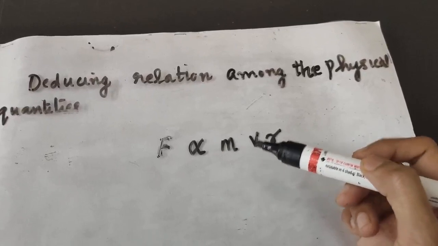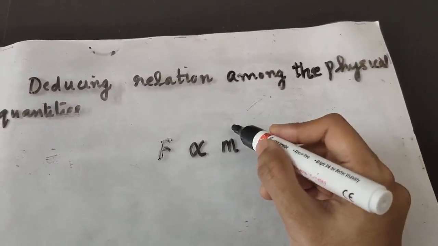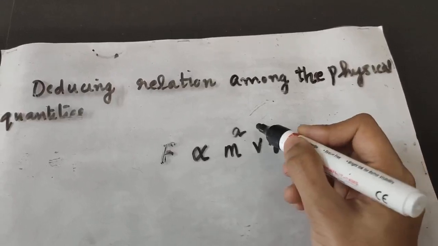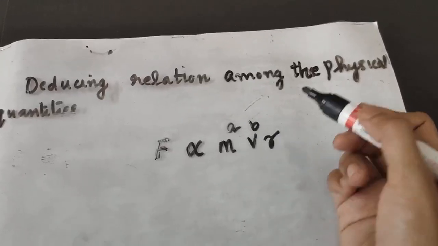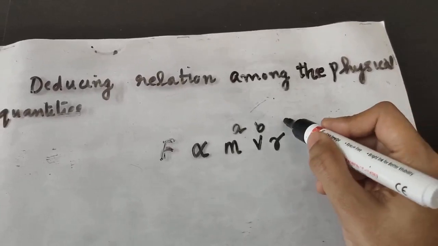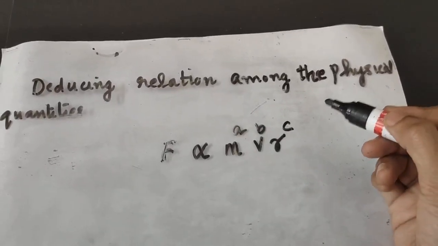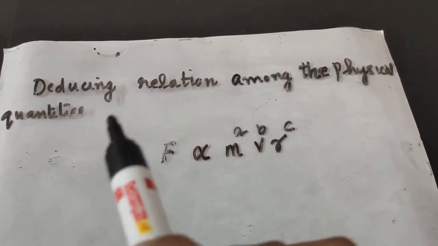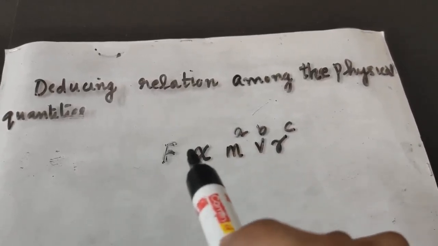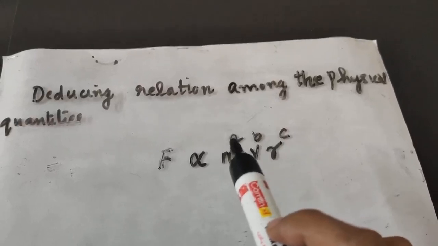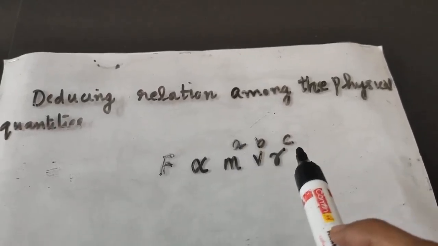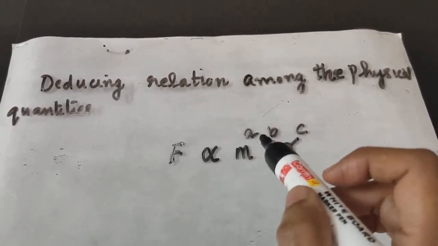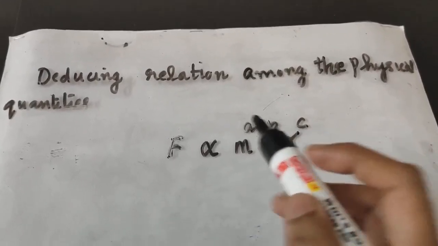So for instance, let us take the power of m as a, the power of v as b, and r raised to c. Then to find the correct equation for the centripetal force, we have to find these values of a, b and c. So let us find what the values of a, b and c are.